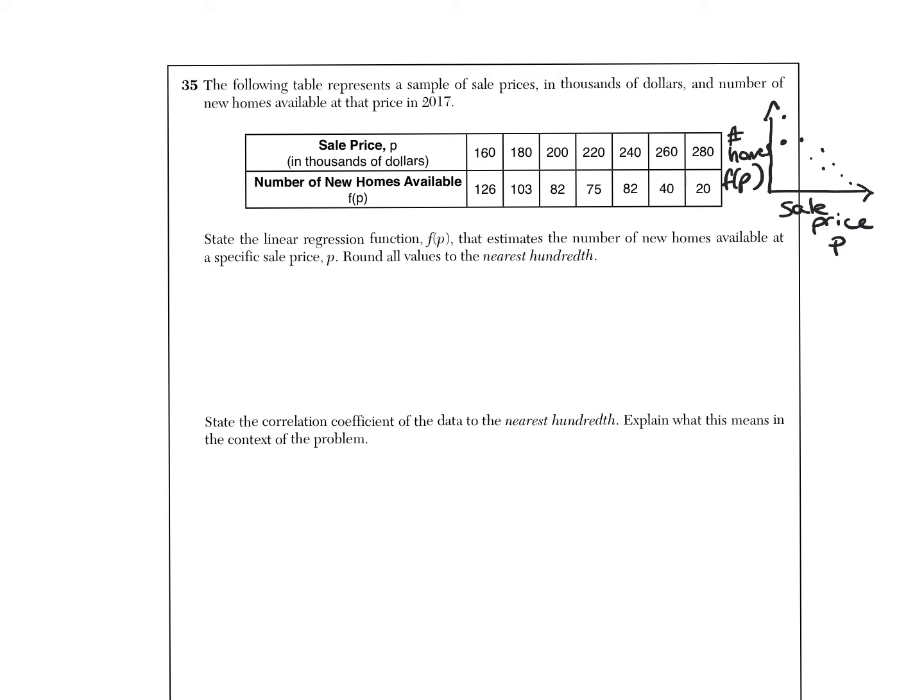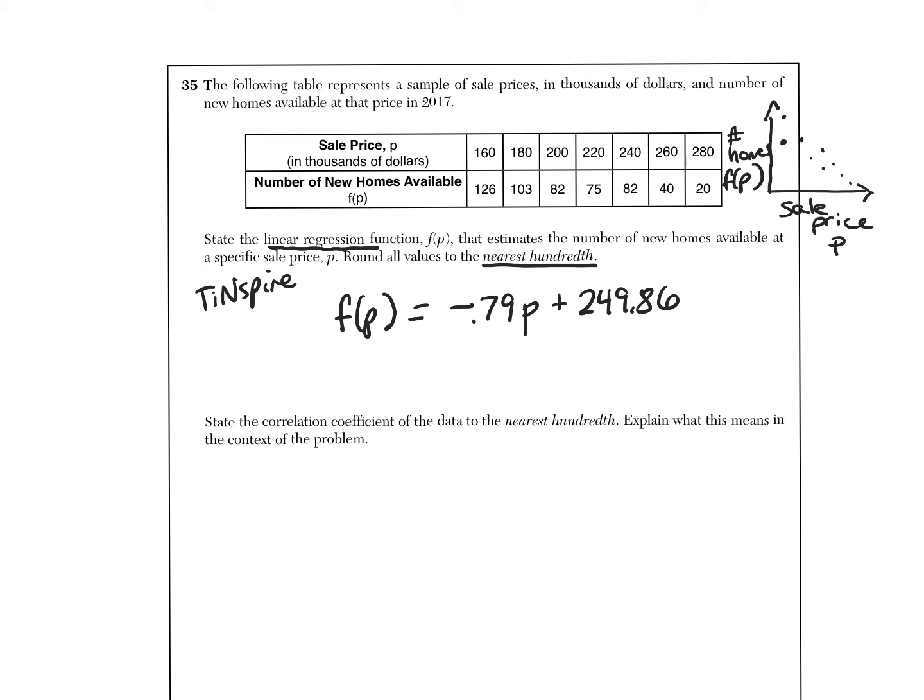It says state the linear regression, so that means linear. When you key this into your TI Inspire, you're going to choose linear regression. So your F of P is going to be negative 0.79 times, you've got to put your variable, which would be P, not X. The calculator is going to tell you X, and then plus 249.86. Please close read. It says the nearest hundredth. You don't want to go out too far or not far enough.